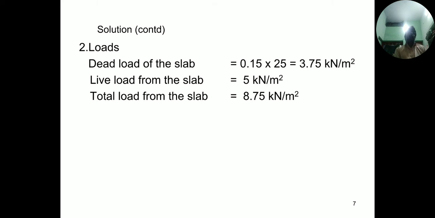Total load on the slab. Dead load on the slab, 0.15 into 25 is equal to 3.75 kilonewtons per meter square. Live load on the slab is given in the problem, that is 5 kilonewtons per meter square. Total load on the slab, 3.75 plus 5 is equal to 8.75 kilonewtons per meter square.